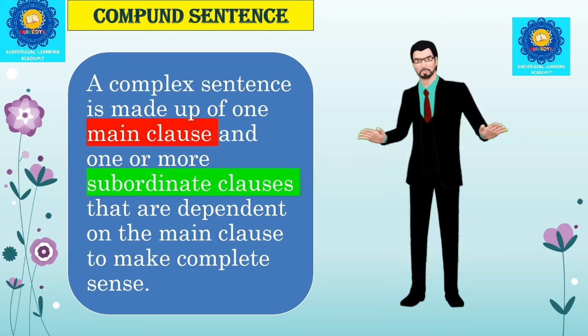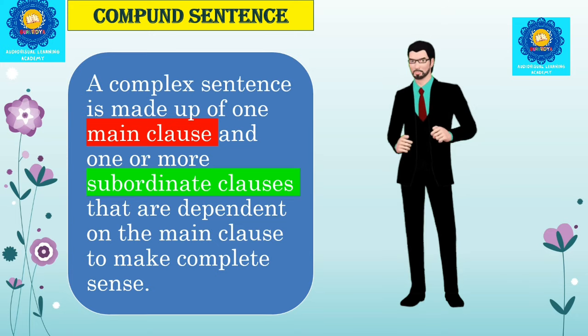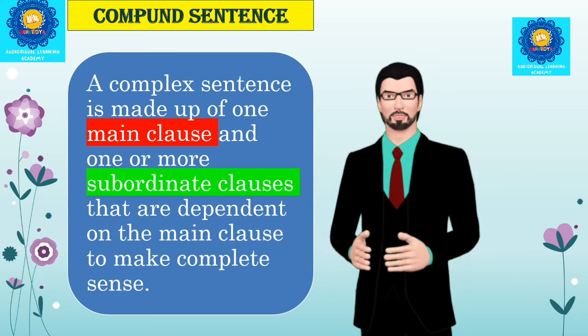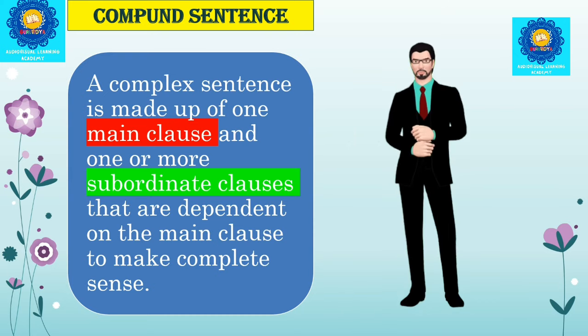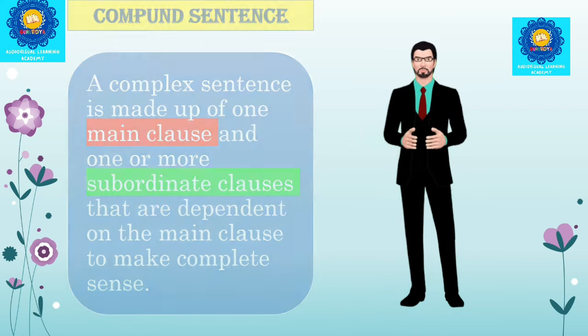Now I am going to explain about complex sentence. A complex sentence is made up of one main clause and one or more subordinate clauses that are dependent on the main clause to make complete sense. Let us see some example.